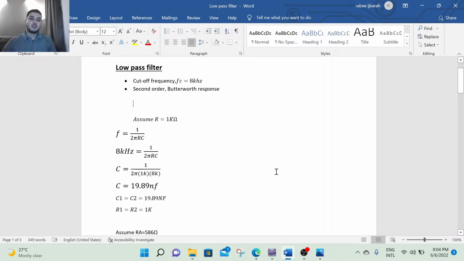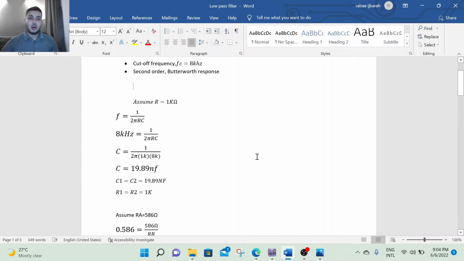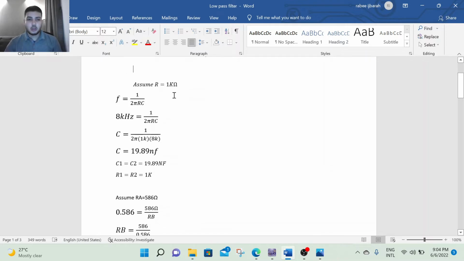Now I'm showing the assignment for the low pass filter part. For the last low pass filter, the frequency must be 8 kilohertz and the circuit must be second order. So by assuming R is equal to 1 kilohertz and using this equation, applying R1 and 8 kilohertz for the frequency, what I get for the capacitor is 19.89 nanofarads.